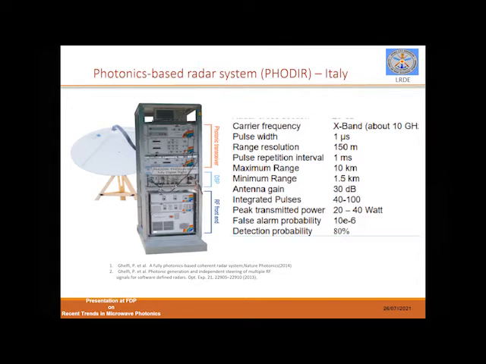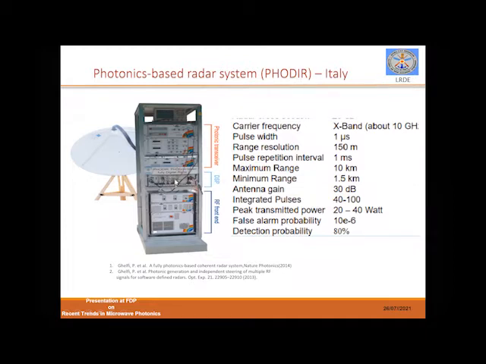This is an X-band radar system operating at 10 gigahertz, with a pulse width of 1 microsecond, and it has a range resolution of 150 meters. I hope you know what is meant by range resolution, maximum range of detection and minimum range of detection. These are the other parameters. What I wanted to highlight here is that with a single antenna and this one particular rack, the whole radar system is made.